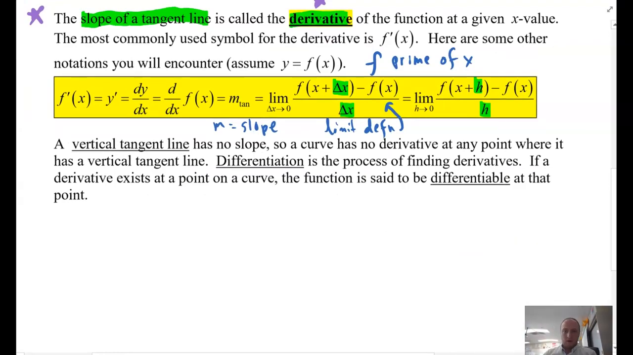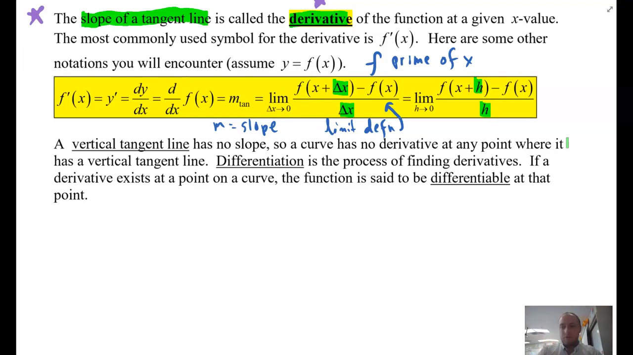Now, I want to talk about a vertical line. A vertical line, we know, has no slope, right? So if I take the tangent of a vertical line, I take a point and draw a line through that point, there's no slope, okay? So a curve has no derivative at any point where it has a vertical tangent line. You can't take the derivative.